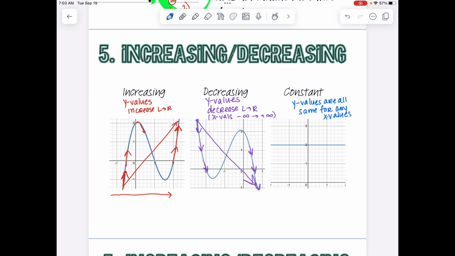Okay, so increasing, decreasing, constant. There's your increasing, decreasing stuff. So let's dive into it a little bit more. Over the entire graph of the ones that we see here, we are saying they are generally increasing. That's an increasing function. That is a decreasing function just over the large picture of the graph.